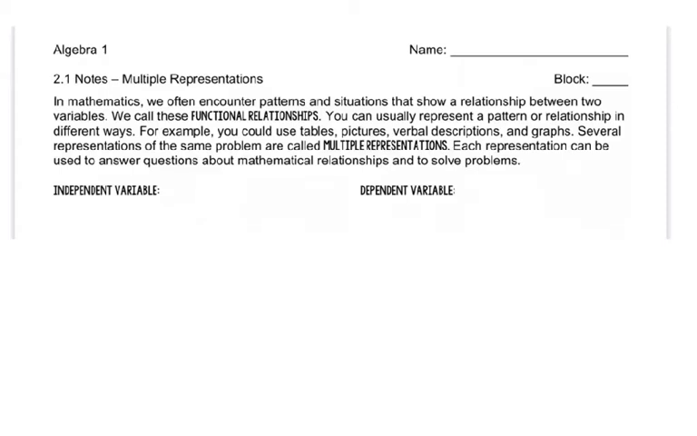Hello, in this video, we're going to be looking at multiple representations of functions. Just as a quick refresher, we often see patterns and situations that show a relationship between two variables. These are what we call function relationships. That's the first thing that's going to be really important that we understand: these functions are relating two variables that possibly impact each other. We can take one of these functional relationships and we can use tables, pictures, verbal descriptions, or graphs to represent that situation. And that's what we're going to be taking a look at in these examples.